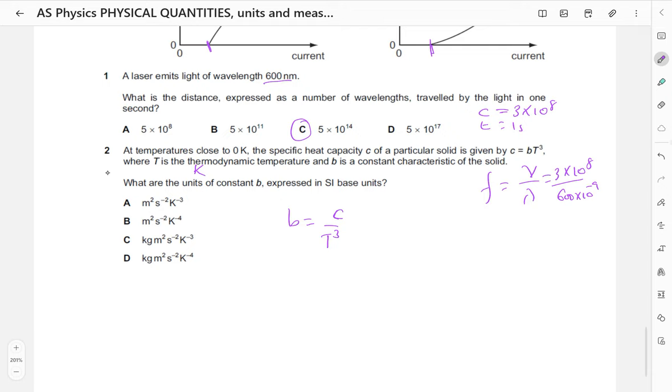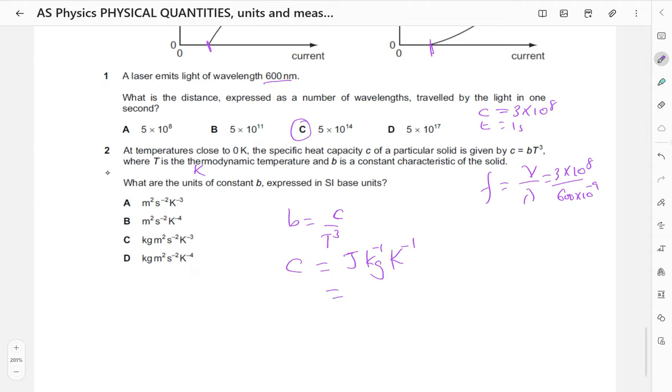Okay, let's express specific heat capacity. Specific heat capacity is the energy required to raise the temperature of 1 kilogram of a substance by 1 Kelvin. So it is energy per kilogram per Kelvin. Energy is in joules, so it is joules per kilogram per Kelvin.